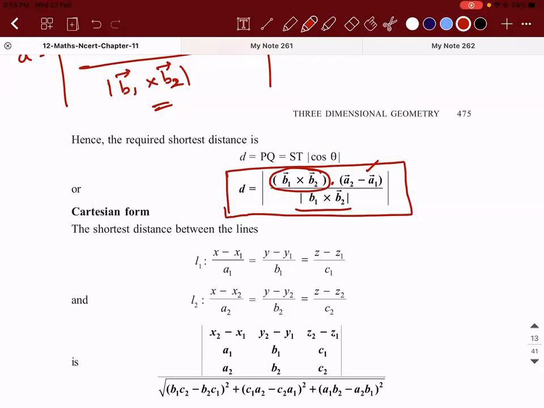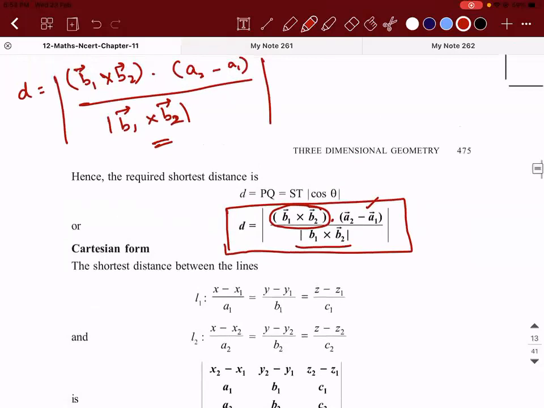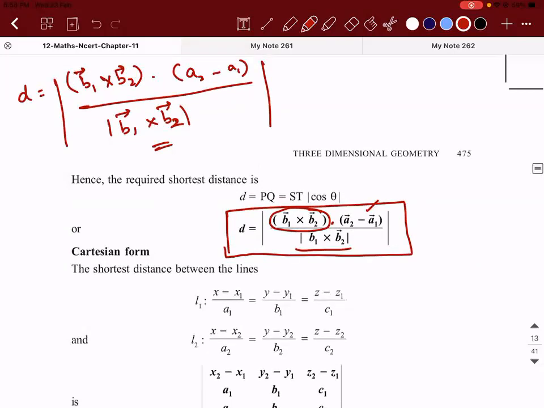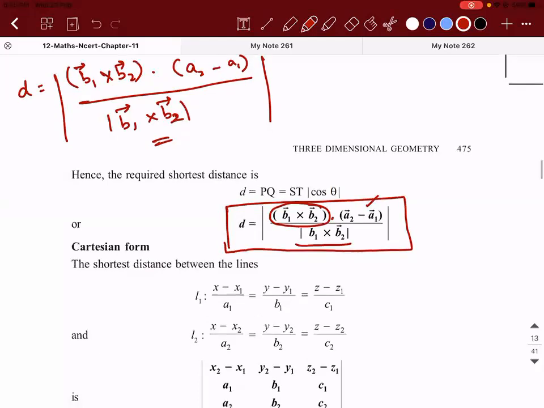I have a doubt. Please tell me. Sir, will the question mention that they are skew lines, or do we have to find it out? They will not mention it. You have to see and find it out. How to find out, I'll tell you.